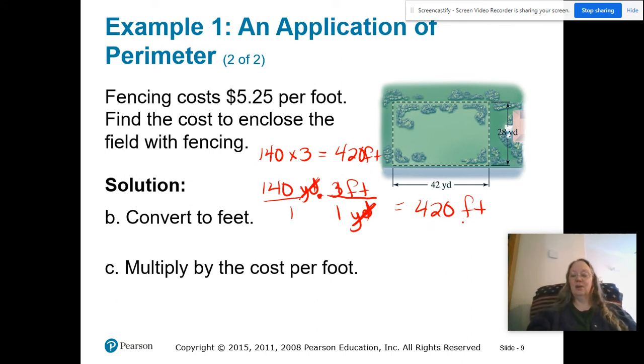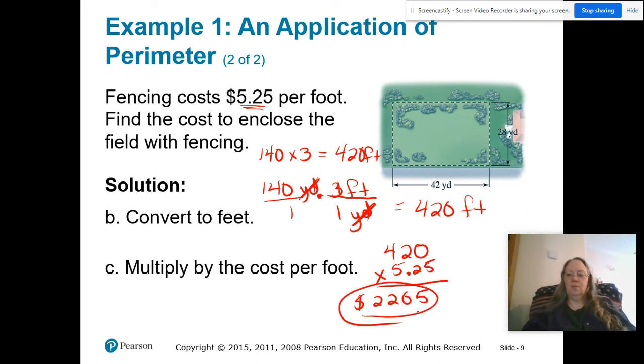All right, so that's the number of feet, but our fencing costs $5.25 per foot. For every foot, we have to pay $5.25. So we're going to take 420 feet, and for every foot, I'm going to multiply that by 5.25 and get $2,205 to fence my field.